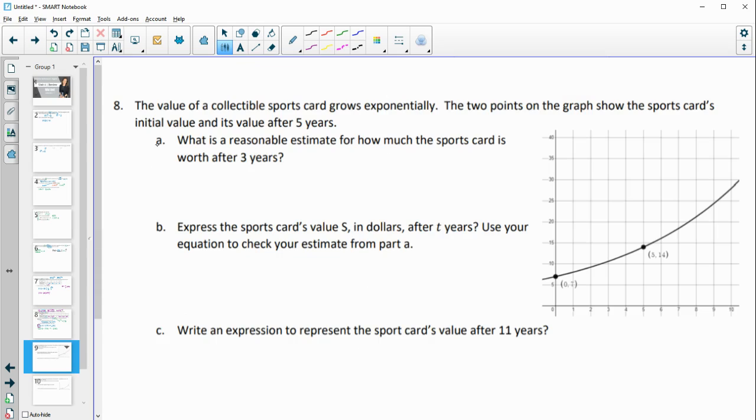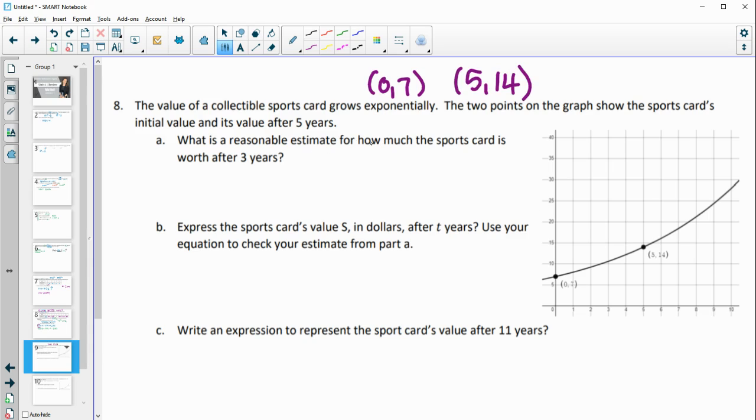Number 8, the value of a collectible sports card grows exponentially. The 2 points on the graph show the sports card's value and its value after 5 years. So we have this 0.7 here. So let me just write 0.7 and then 5.14. I know they're kind of hard to see, so let me just write those 2 points out.